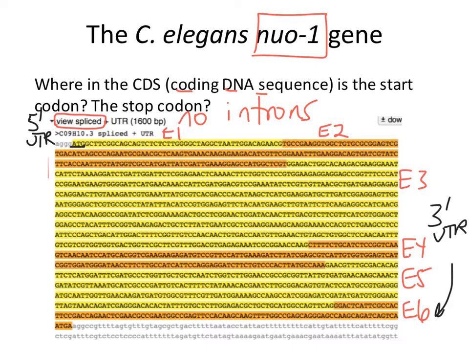It's an untranslated region. What should that tell us about the 3' untranslated region down here at the bottom? The white background, lowercase letters. What's just before the 3' untranslated region begins? TGA, what's that? It's the stop codon, right?